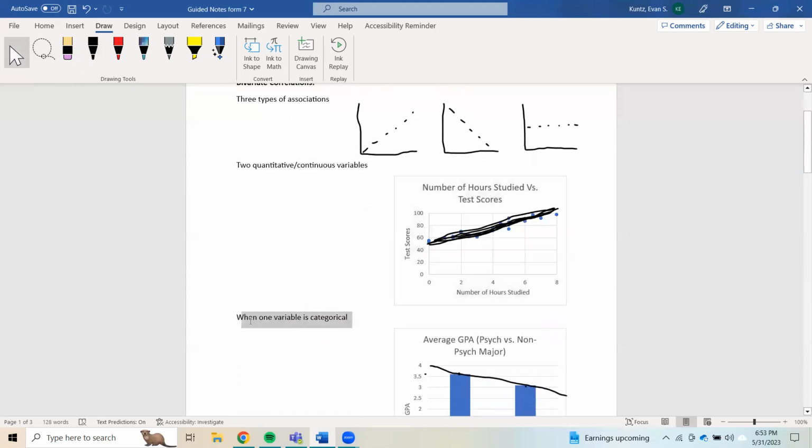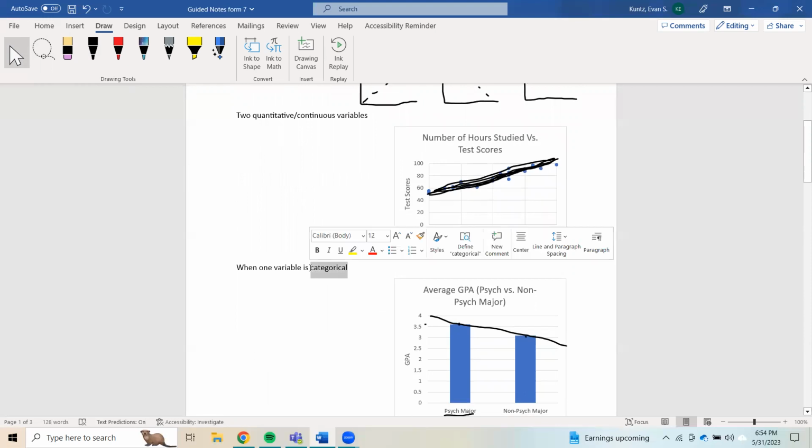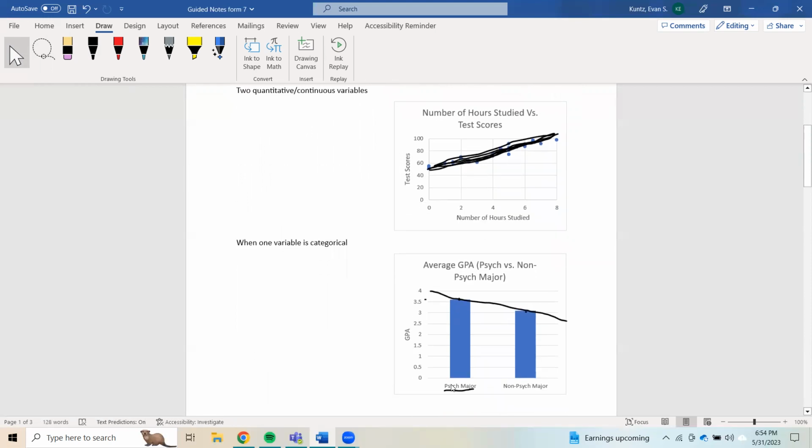Somewhat less frequent, you're going to come across a bivariate correlation with one variable that is categorical. With this categorical variable, you're going to have two different categories. For this hypothetical graph on the right here, we've got average GPA, psych versus non-psych major. The category major has two categories, psych major and non-psych major. And then on the x-axis, you can see we have the quantitative / continuous variable, which is GPA, which can range from 0 to 4.